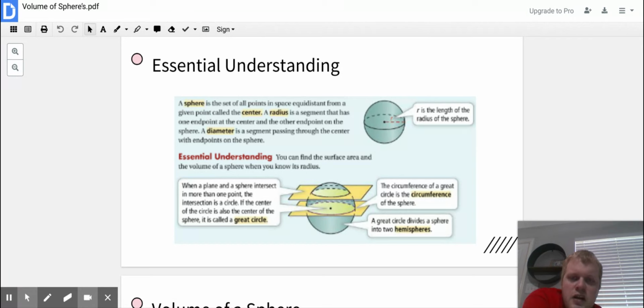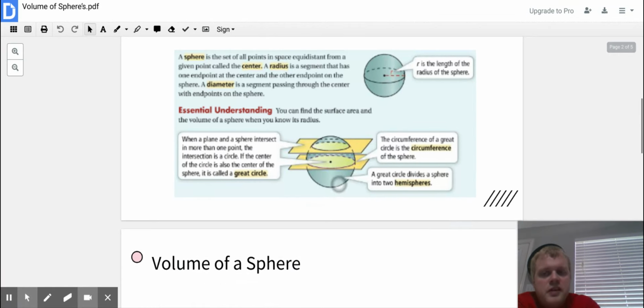All right, so again, we have our vocabulary term, the great circle. When a plane and a sphere intersect in more than one point, the intersection is a circle. If the center of that circle is also the center of the sphere, it's called a great circle. So when that circle is the largest it can be on the sphere, that's the great circle. The circumference of a great circle is the circumference of the sphere. A great circle divides a sphere into two hemispheres. We probably learned this in surface area as well, but I just wanted to reiterate it for our volume today.